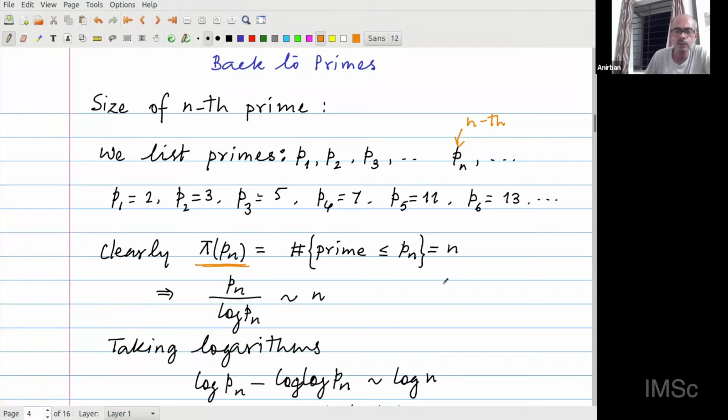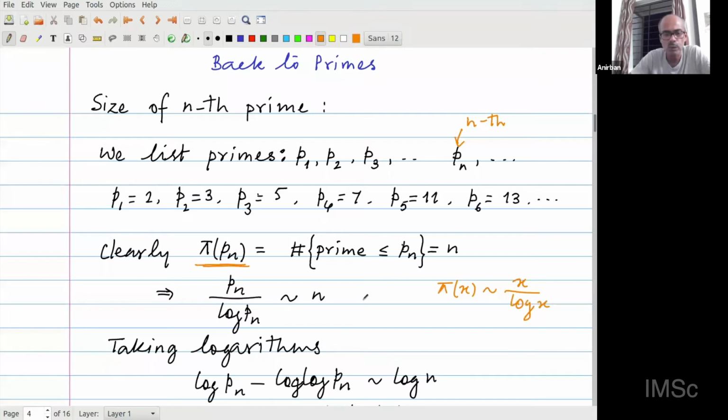We know that pi x is asymptotic to x by log x. If you don't like the language asymptotic to, then just think that it is roughly equal. An intuitive approach is fine enough. So if pi x is roughly x by log x, then pi of Pn is roughly Pn by log of Pn. This is precisely n, but this is roughly this, so we can say that Pn by log of Pn is roughly n.